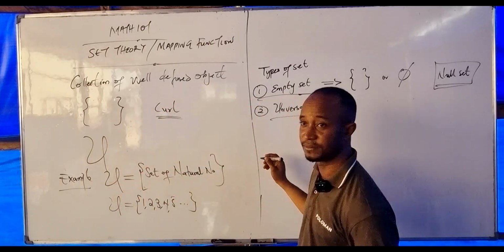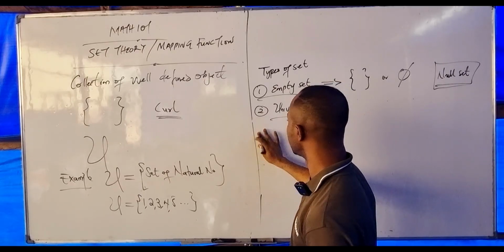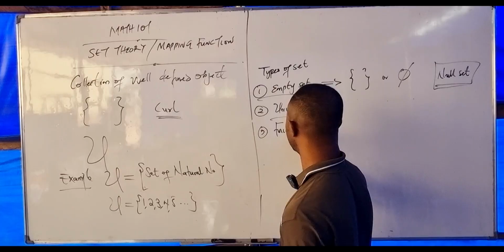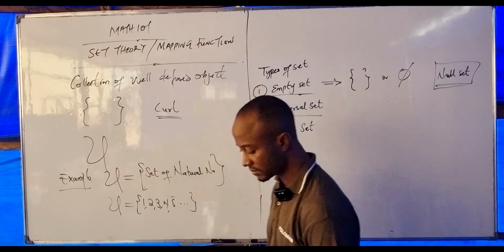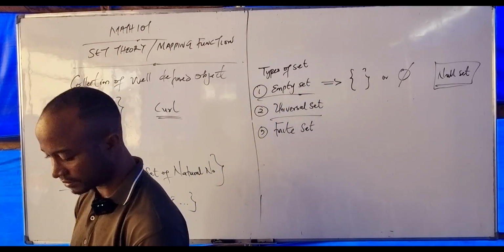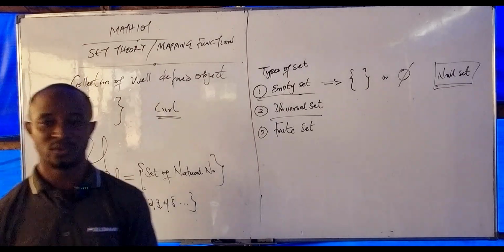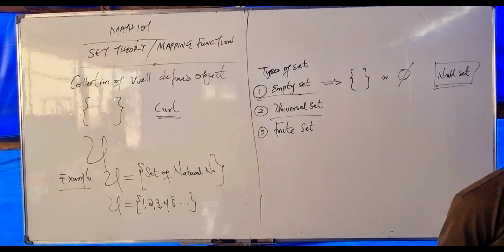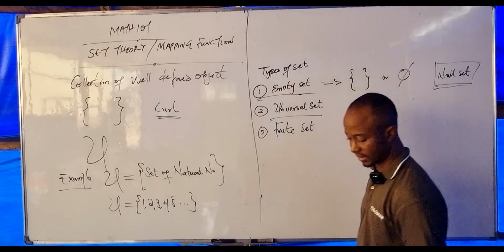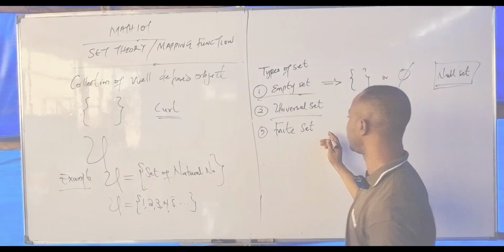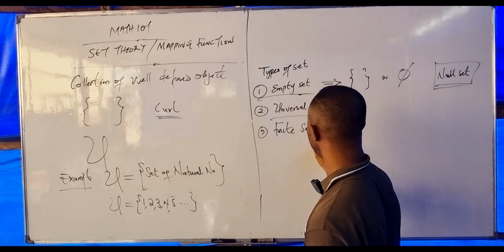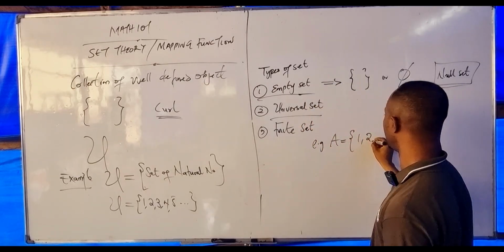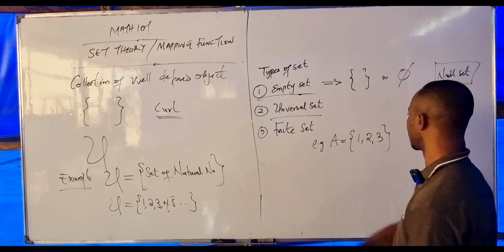Are you guys following? Okay. The next one: finite sets. What are finite sets? Sets with limited elements. A good example of a finite set, for example, if set A equals 1, 2, and 3, this means it's a finite set.